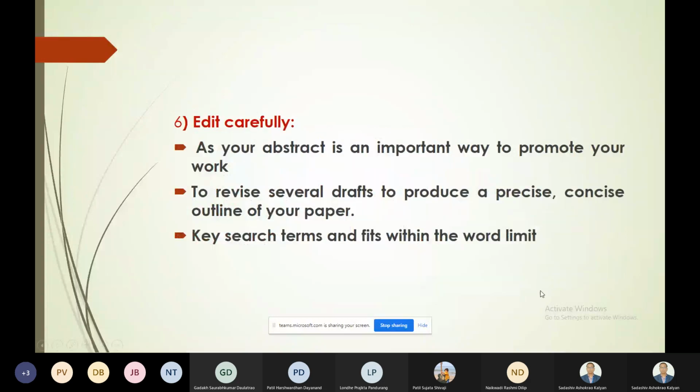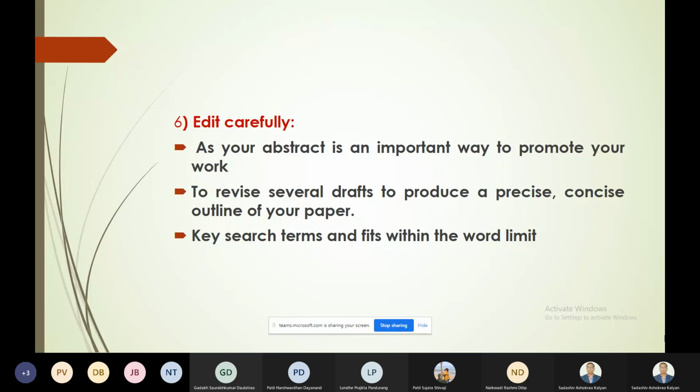Okay, then the last part that is included in our abstract writing, that is we need to edit our abstract in a very systematic way. Okay, editing of your abstract is considered as one of the important ways to promote your work, to highlight your work for your readers, especially in the field to which you belong. Okay, so that's why abstract writing is considered as one of the important kinds of skill that we need to work on it.